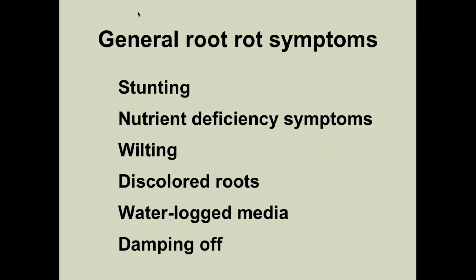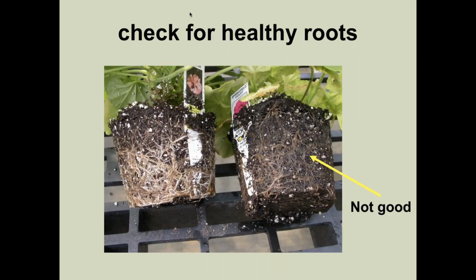Some of the general root rot symptoms that we see are stunting, and nutrient deficiency symptoms because the roots aren't functioning properly, so the plant can't take up nutrients. Wilting, again, because it can't take up water. If you suspect a root rot, pop the plants out of the pot and take a look to see how the roots look. Discolored roots are usually an indication that there's a root rot, and certainly waterlogged media, because the plant isn't using the moisture since the roots can't function properly. And in direct seeded crops, damping off is also an indication that you've got a root rot. So check for healthy roots.